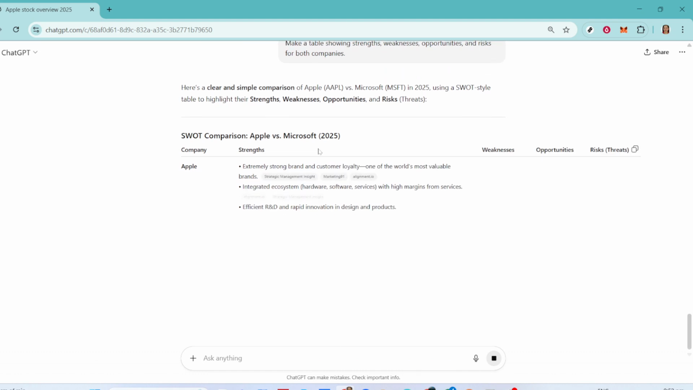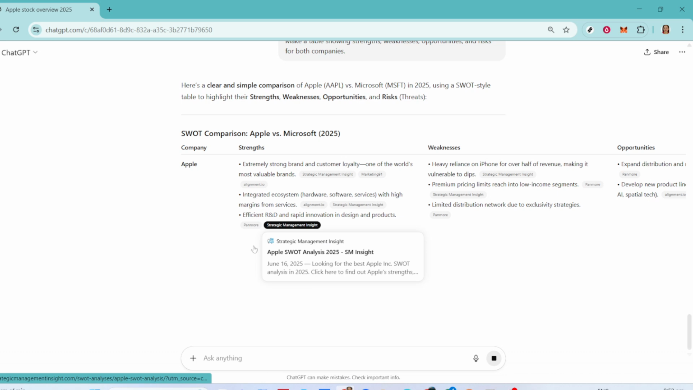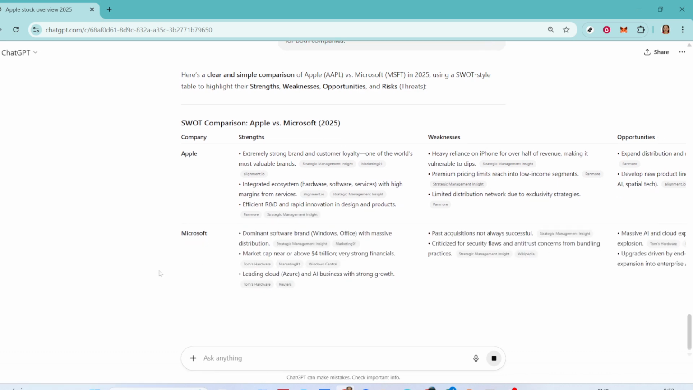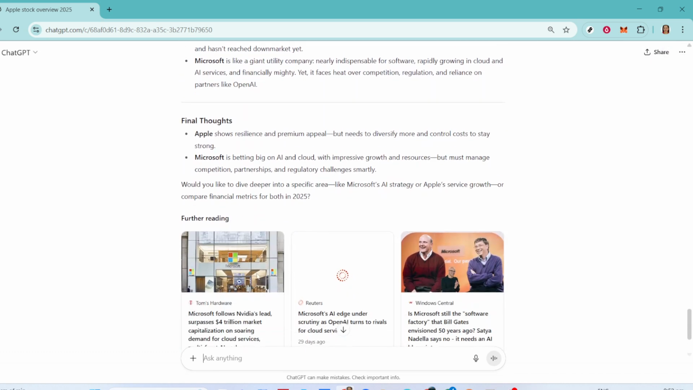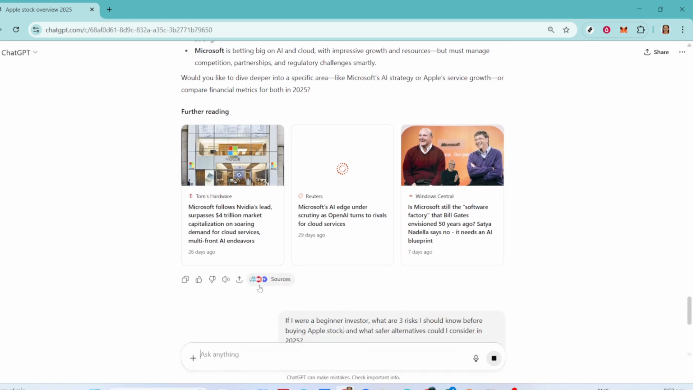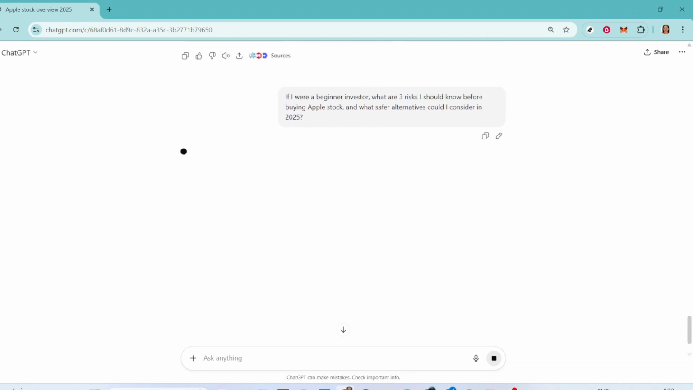Lastly, consider the risks and strategic insights for potential investors. If you're a beginner investor, it's crucial to identify key risks. Ask ChatGPT to outline 3 risks you should know before investing in Apple stock, as well as some safer alternatives to consider in 2025. Understanding these risks and considering alternative investments can help you make a more informed and cautious approach toward investing.